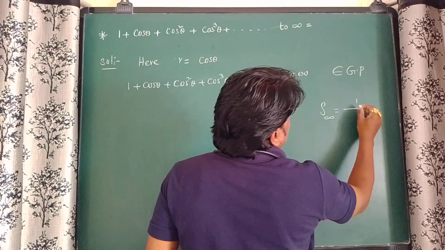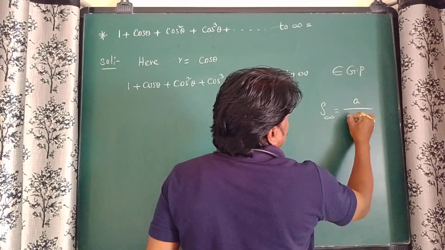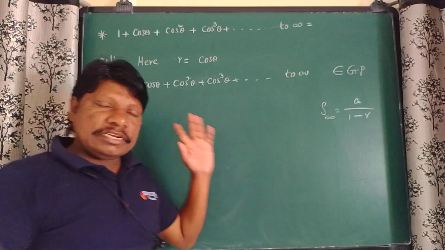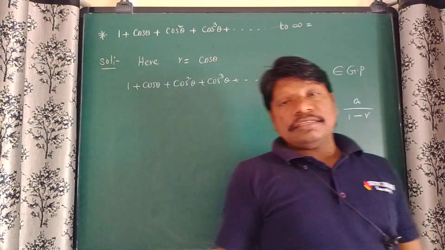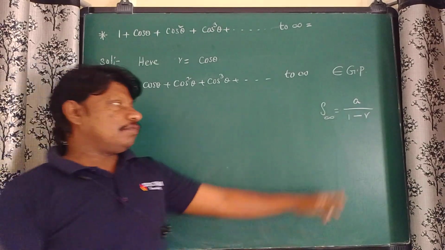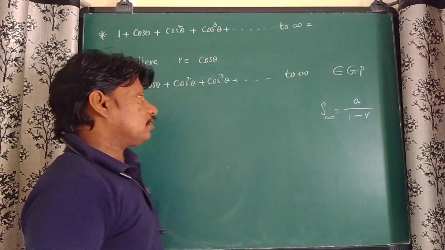a by 1 minus r. Here a is the initial or first term, and r is the common ratio. The sum of infinite terms in a geometric progression is a by 1 minus r.